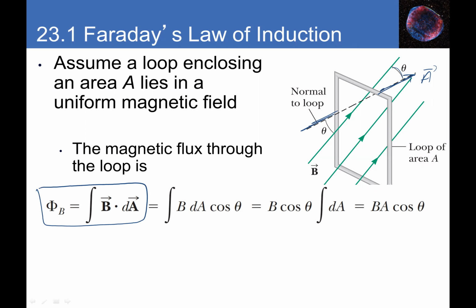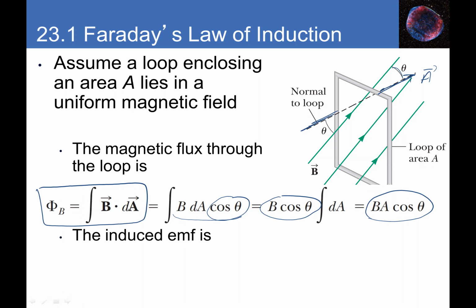Since the magnetic field, as you can see from the diagram, is uniform, first you change it to B dA cosine theta, because you assume the orientation of B and dA doesn't change. Then you can remove B cosine theta from the integral, and it becomes the integral of dA, which is BA cosine theta, an equation that I already derived for you. That means magnetic flux is just BA cosine theta. And when you're looking at the induced EMF, it's negative d/dt of BA cosine theta.